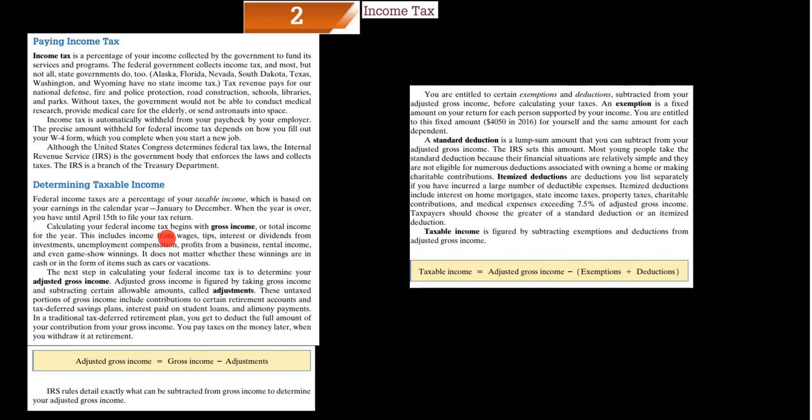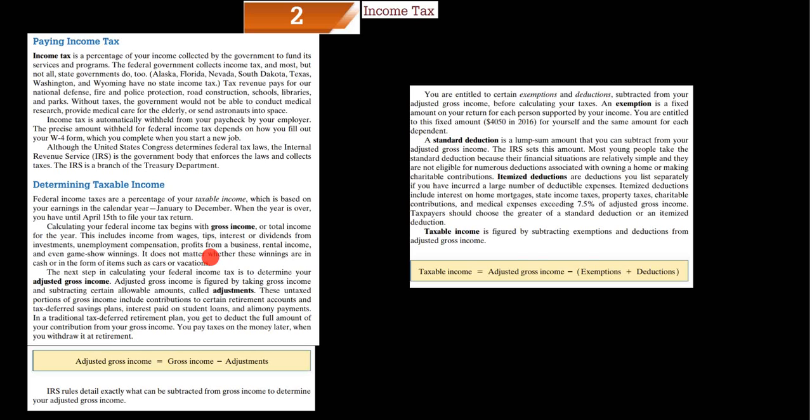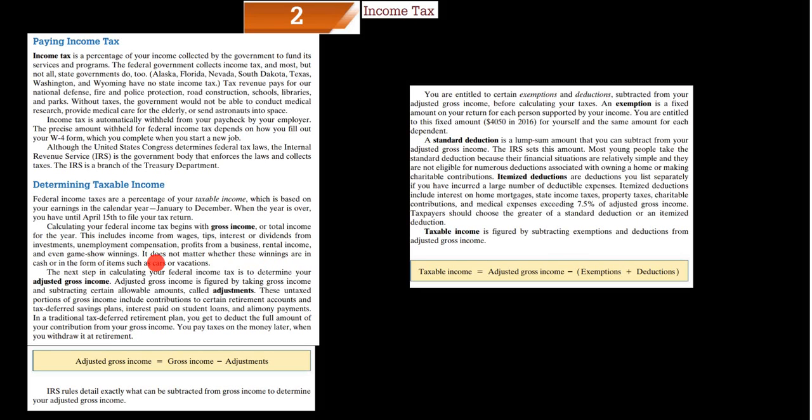This includes income from wages, tips, interest, or dividends from investments, unemployment compensation, profits from a business, rental income, and even game show winnings. It does not matter whether these winnings are in cash or in the form of items such as cars or vacations. Right? Cars or vacations, they have a value attached to them, and they will be going to your gross income.